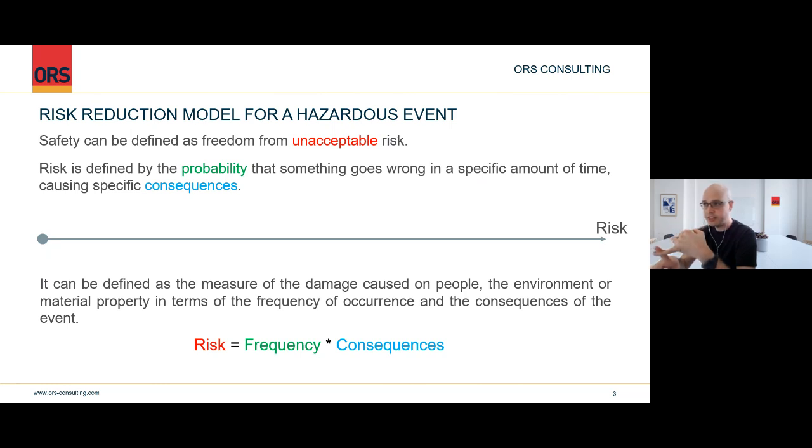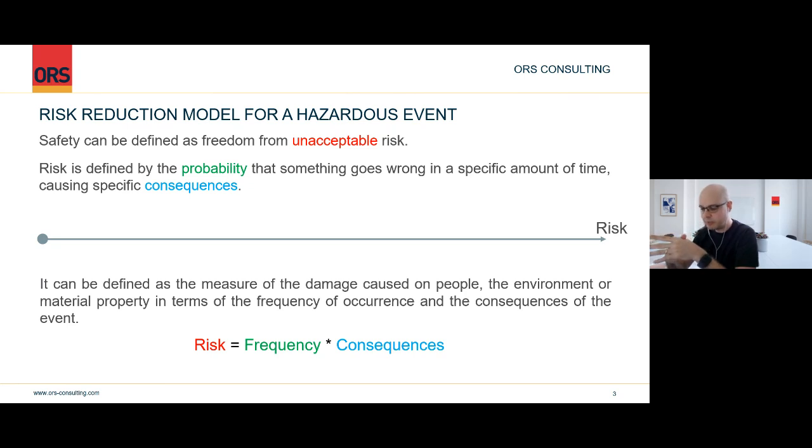Now, risk is defined by the probability that something goes wrong in a specific period of time, causing specific consequences. This probability in a specific amount of time is what we normally refer to as frequency, right? So the probability of something happening in a fixed time frame. For example, once every year, once every 10 years, and leading to a specific consequence.